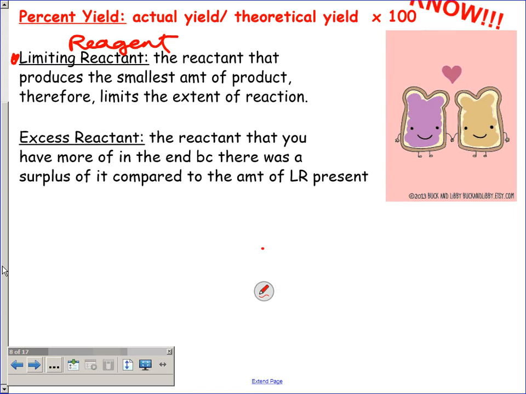is the one that we call the excess, because there's an excess amount of it, and it's going to end up being contaminated in the end, and we just throw it away afterwards, and we find another way to use it, because we don't want to have more of this one, because it's contaminated. That's usually the expensive one. But compared to the excess, or compared to the LR, the limiting reagent, there's always more of it.